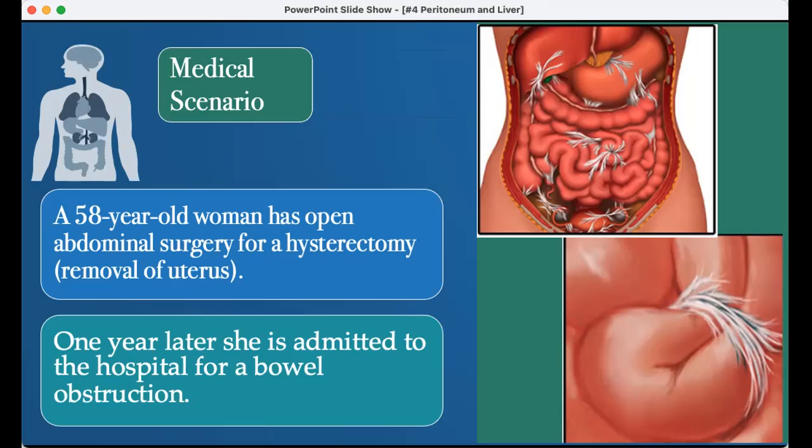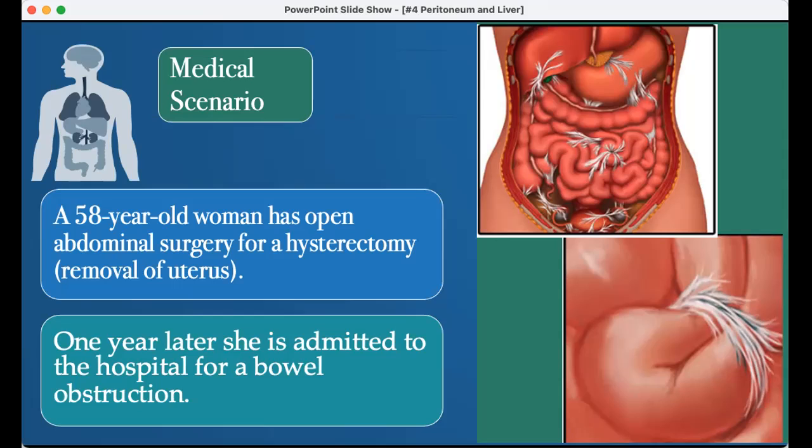So speaking of knots, let's talk about a medical scenario. This is a 58-year-old woman who has an open abdominal surgery for hysterectomy. So she has a removal of her uterus. And the type of surgery is open. So they actually made an incision in her abdomen and were touching her bowel, of course, with gloves, but still. So a year later, she was admitted to the hospital for a bowel obstruction.